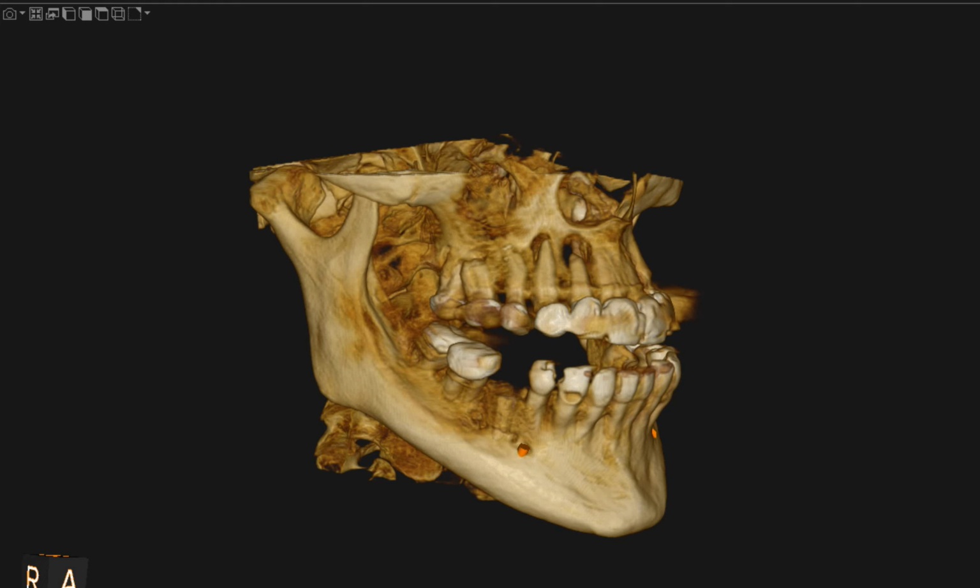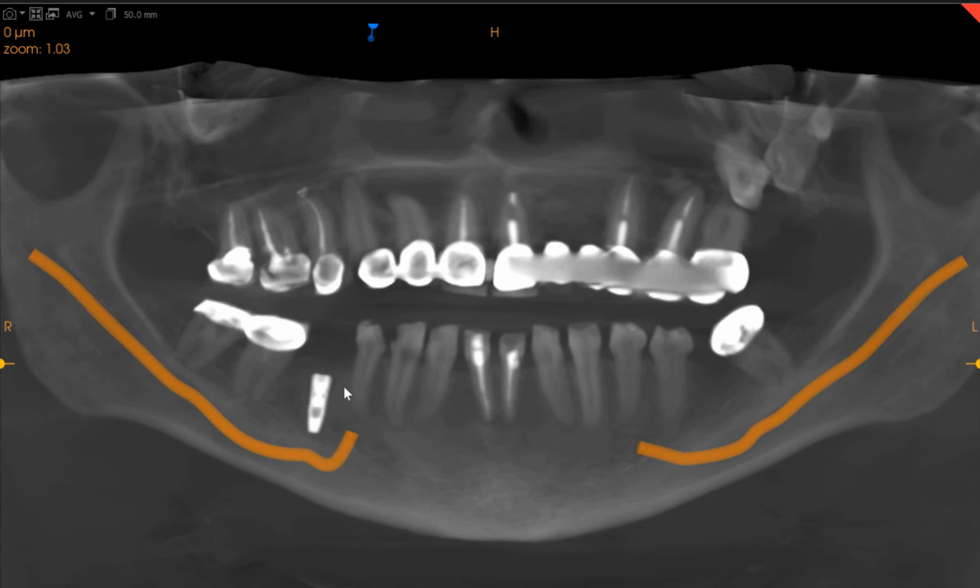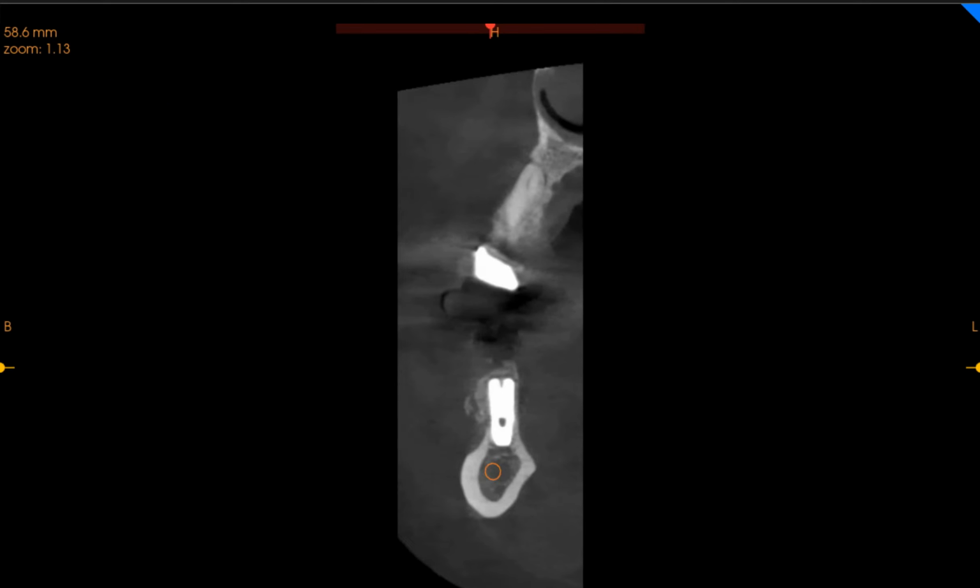Here is the CBCT of the patient that you had requested. The area of interest is the lower right 5 for the graft and implant evaluation, and the lower left 7 for inferior alveolar nerve evaluation. Starting with the lower right 5, this is the transaxial view.